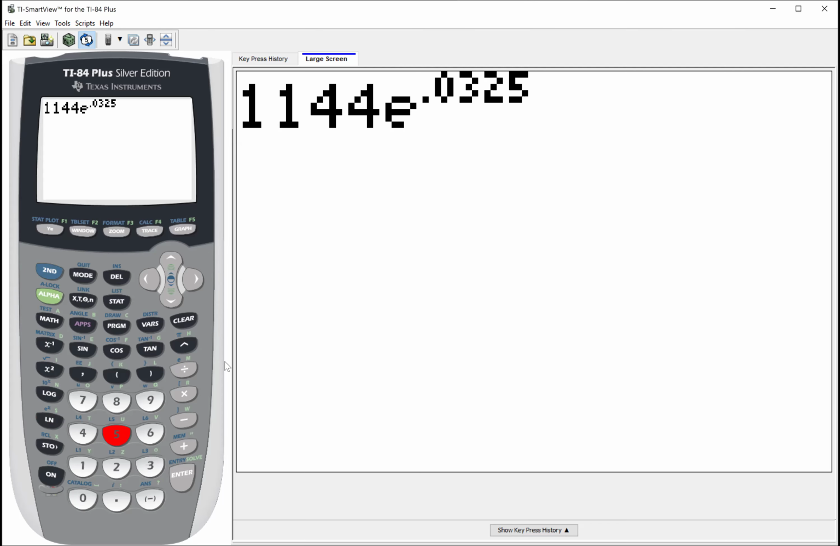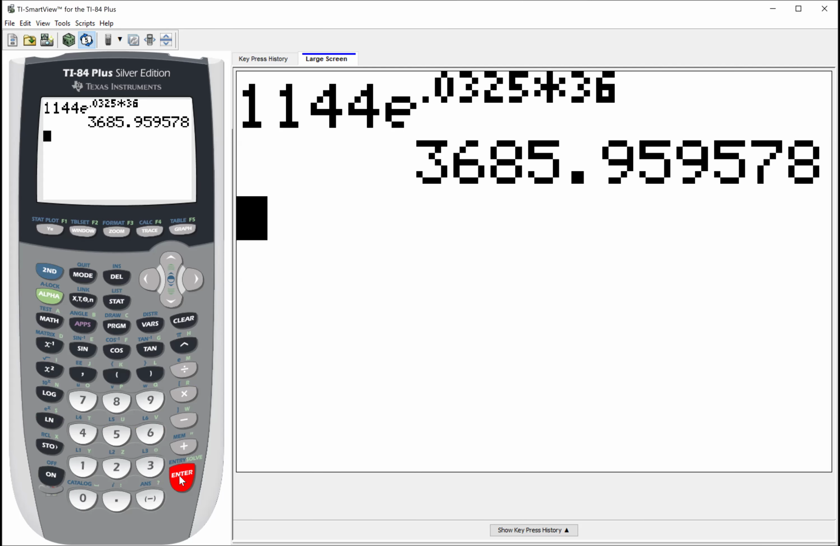0.0325. And we want to multiply that by 36, right? Because x was 36. And now enter. So we get about 3686, right? Because it's 3685.9.